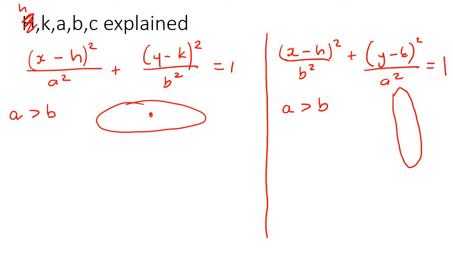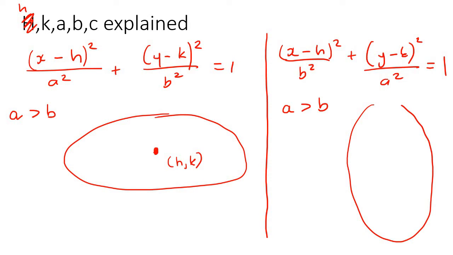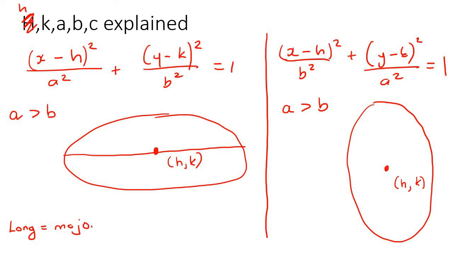The next thing is that the center of the ellipse will have the coordinates of, let me actually make a nice big ellipse. Okay, so the center is always going to be h and k, and that's true for this one as well. Now, if you look along this line, that is the longest line, so that's called the major axis. So the long one is called the major axis, and then the shorter line is called the minor axis.